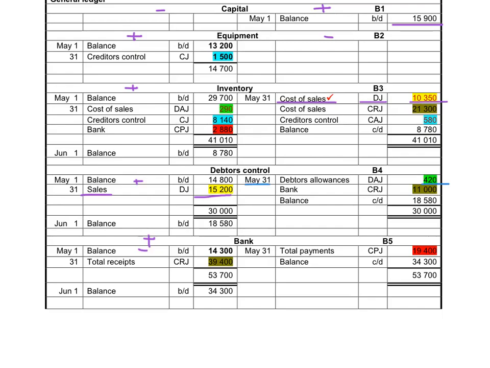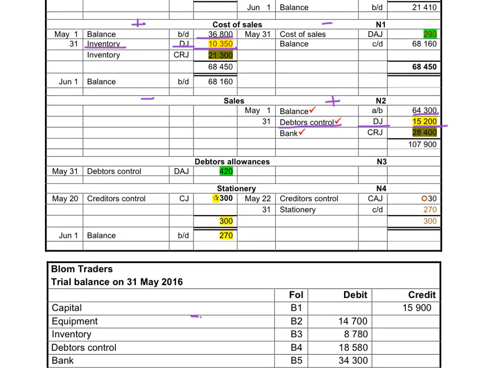Totals are always posted on the last day of the month, and we will indicate that this entry will be found on the debit side of the debtors allowances account, and it was posted from the debtors allowances journal. The debtors allowances account is debited on the last day of the month, indicating that the double entry was in the debtors control on the credit side.